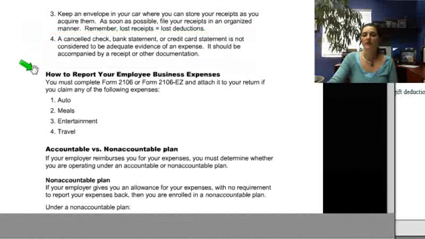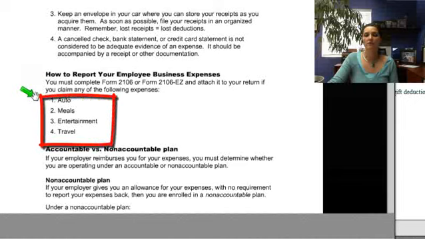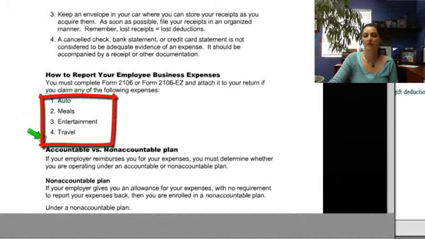So we've figured out what's deductible, what's not. Now let's go about claiming the deductions. So how do you report your employee business expenses? Well, sometimes you can claim the expenses directly on Schedule A, but more often you do need to enter the deductions onto a separate form, Form 2106. If you are required to, then you complete Form 2106 or a short version, 2106-EZ, and attach it to the return. The form is required anytime you have auto, meal, entertainment, or travel expenses.